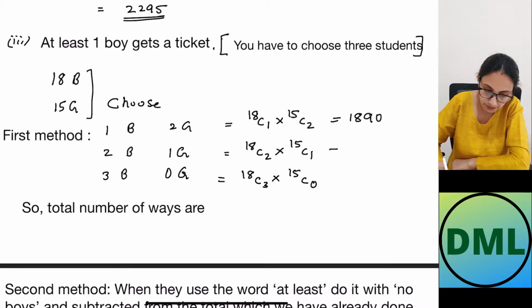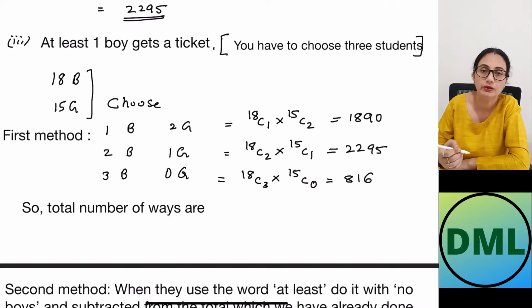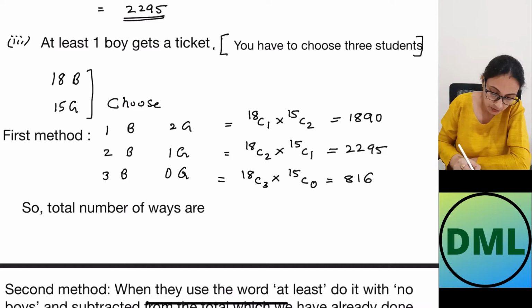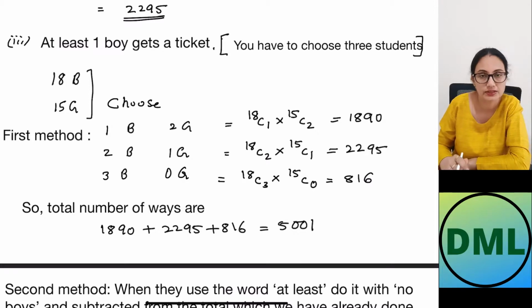Here, if you solve it, your answer will be 2295. And if you solve this, your answer will be 816. Because we have done it separately, I need to add all my answers. So my answer will be 1890 plus 2295 plus 816, which is 5001. So this is the first method. Now we will do the same question with the second method.